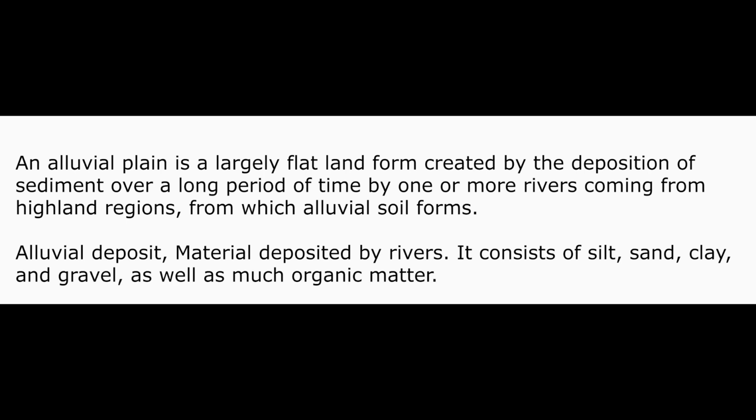What is alluvial? An alluvial plain is a largely flat landform created by the deposition of sediment over a long period of time by one or more rivers coming from highland regions, from which alluvial soil forms.